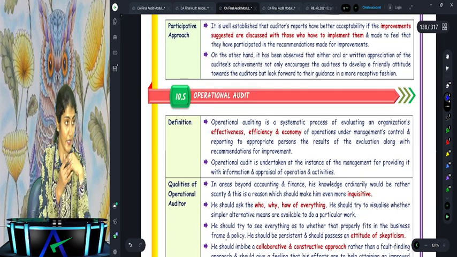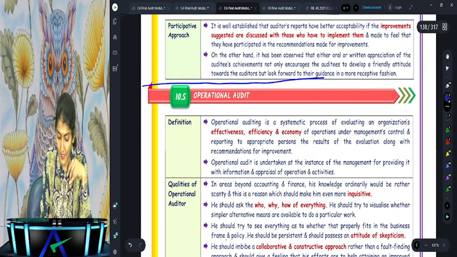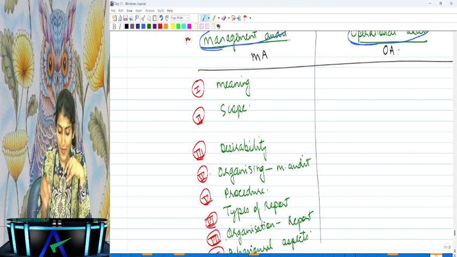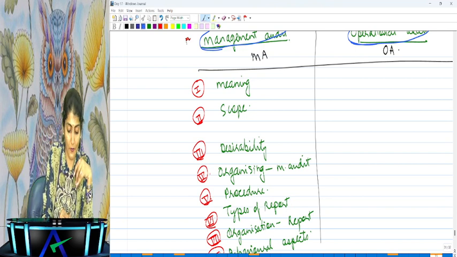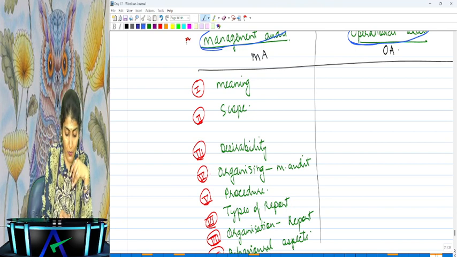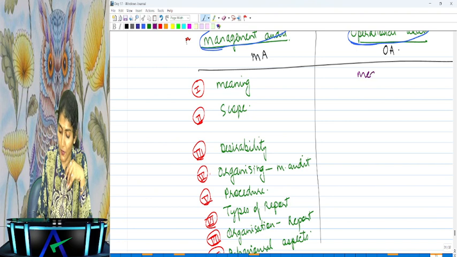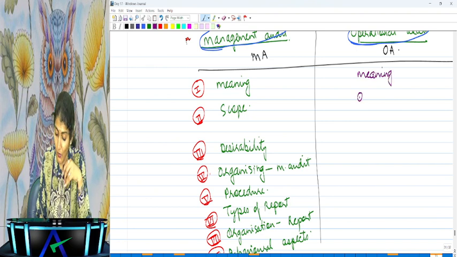Are you understanding that? Right, so that will complete our discussion regarding the management audit. And then what we also have is the operational audit. For operational audit, what we need to discuss, one is the meaning of the operational audit, also what are the qualities of the operational auditor. Sometime back we had seen the qualities of the internal auditor.